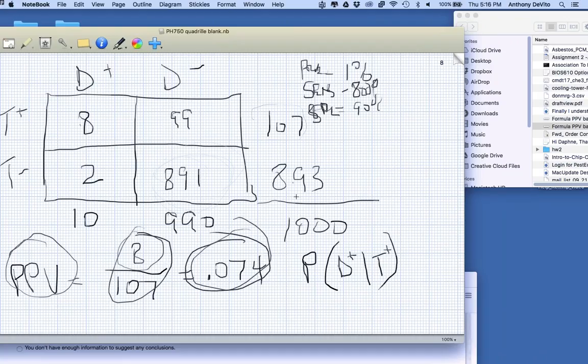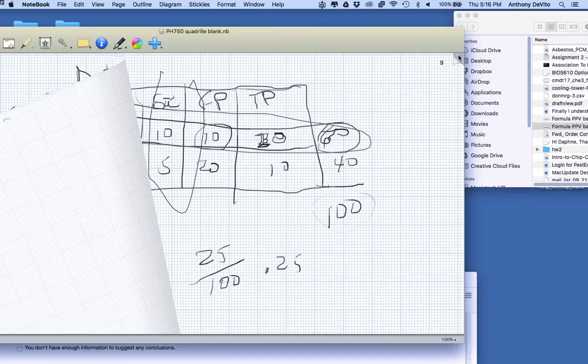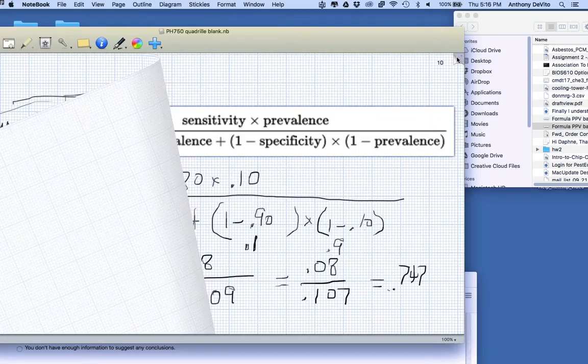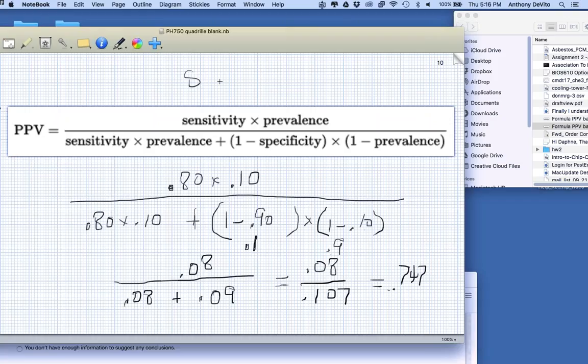8 over 107, same answer. Okay, so if I gave you just this information, if I gave you only the sensitivity, the prevalence, and the specificity, you should be able to calculate for me what the positive predictive value of the test is.